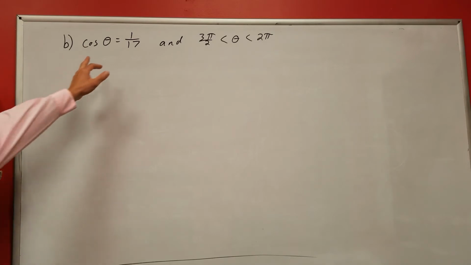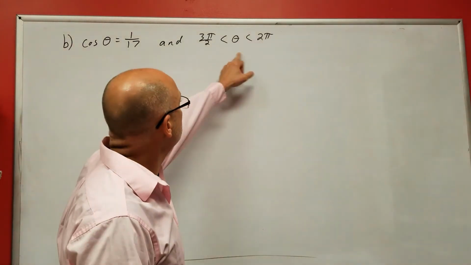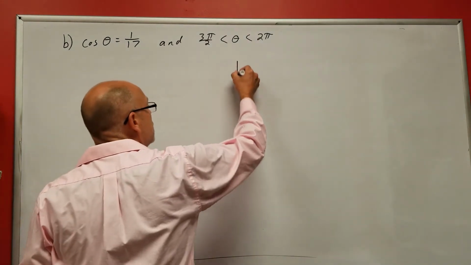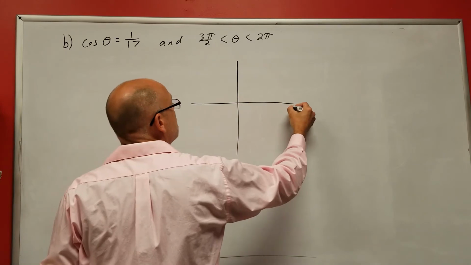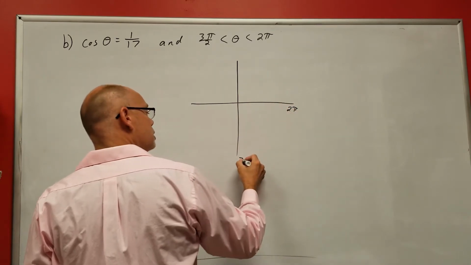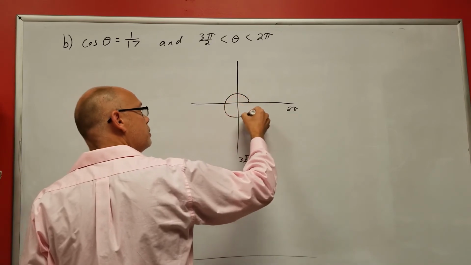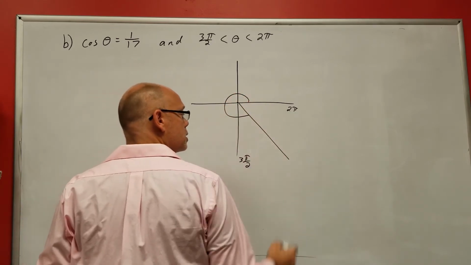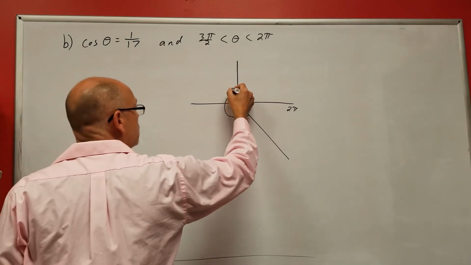We're looking for this angle theta that falls in this area right here. So let's draw this angle theta that falls in that area. Well, here is 2pi, right? Here is 3pi/2. So my angle theta is going to have a terminal side in this quadrant right here, quadrant number 4. So we could call that theta.